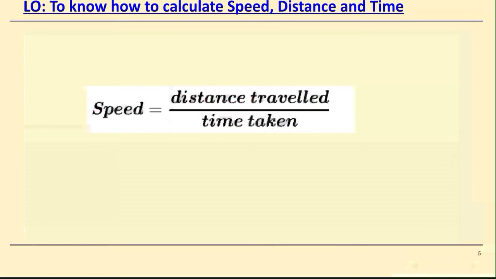Speed equals distance travelled over time taken. Speed can be measured in miles per hour, kilometres per hour, and even miles per second.